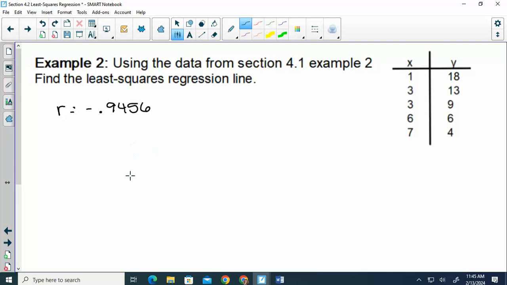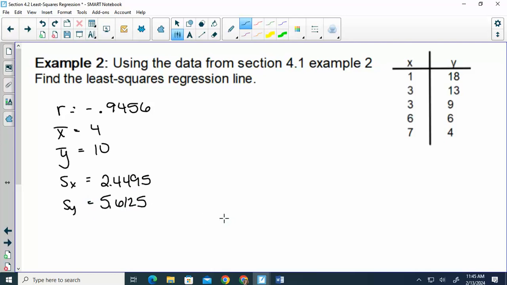And we had the mean and standard deviation for both variables written down. So the mean of x we had 4, the mean of y was 10, the standard deviation for x's, and the standard deviation for y's. Those are all the same values we had written down.